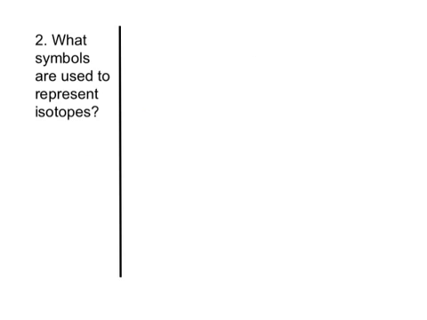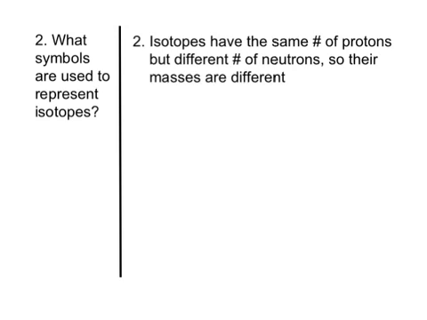Let's move on to our next question, which is what symbols are used to represent isotopes? So when we're talking about different isotopes of an element, we have a certain symbol that we are going to use in order to represent it. Their symbol is based upon the fact that, remember, isotopes have the same number of protons, because if they had a different number of protons, then we'd be talking about 2 different elements. Okay, so the isotopes have the same number of protons, but different numbers of neutrons. So that means that their masses are going to be different.